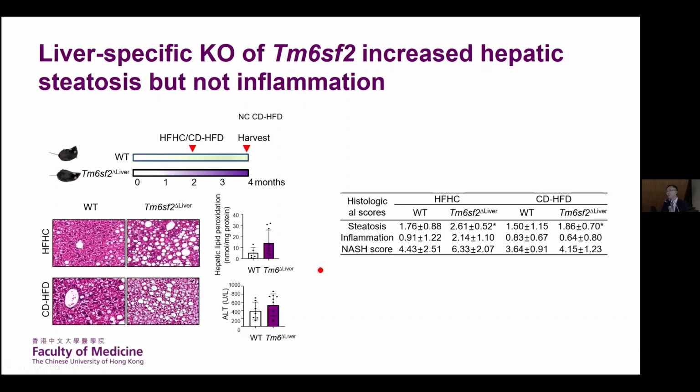This would be indirect evidence suggesting that if you do not have the contribution of the gut, and you only suppress the expression of TM6SF2 in the liver, you only increase fat accumulation, but you do not induce inflammation.